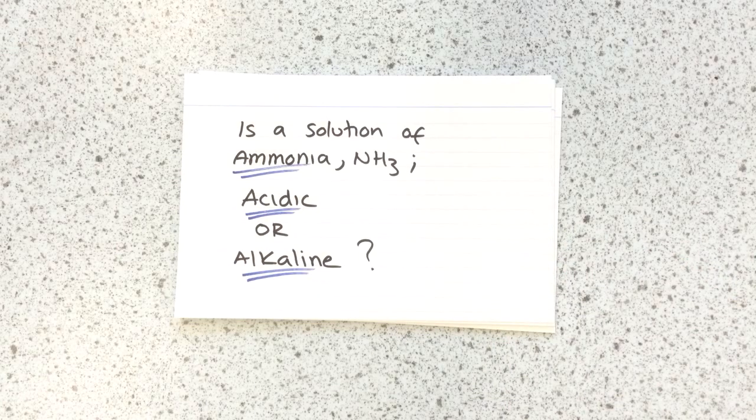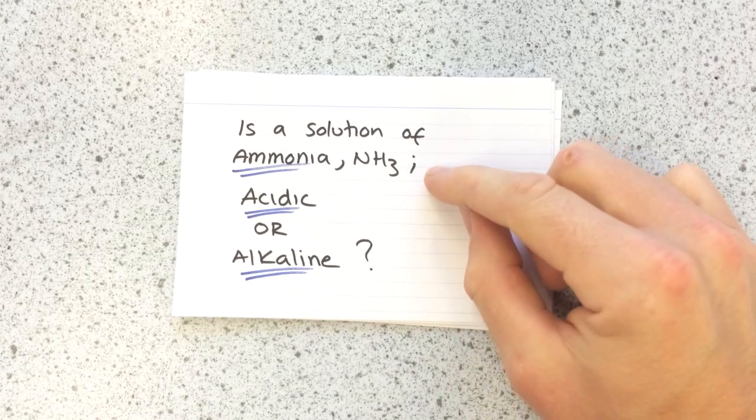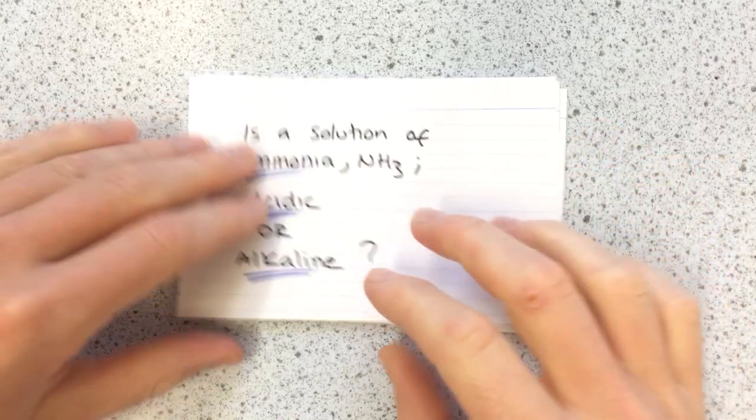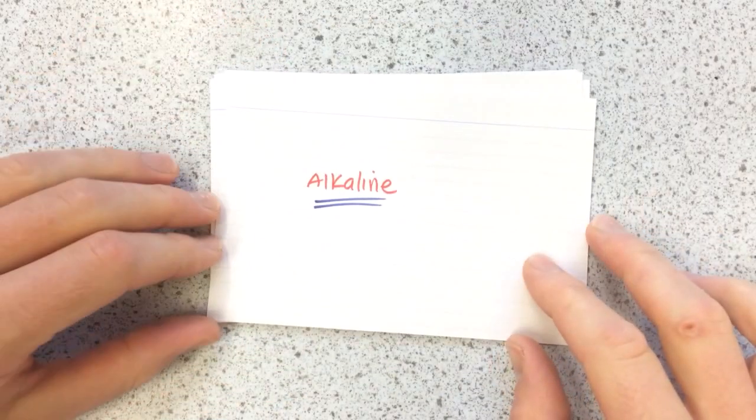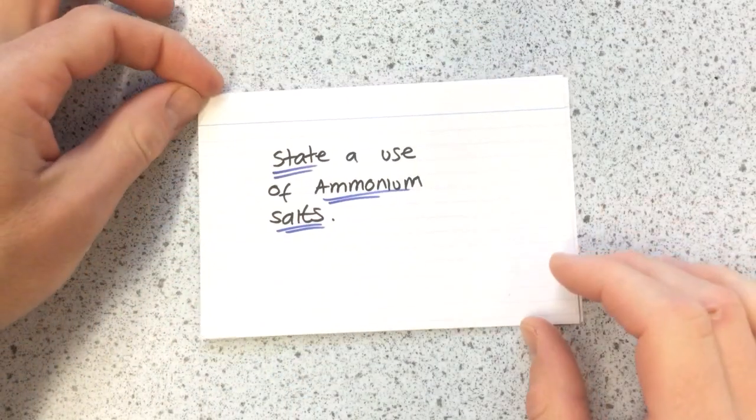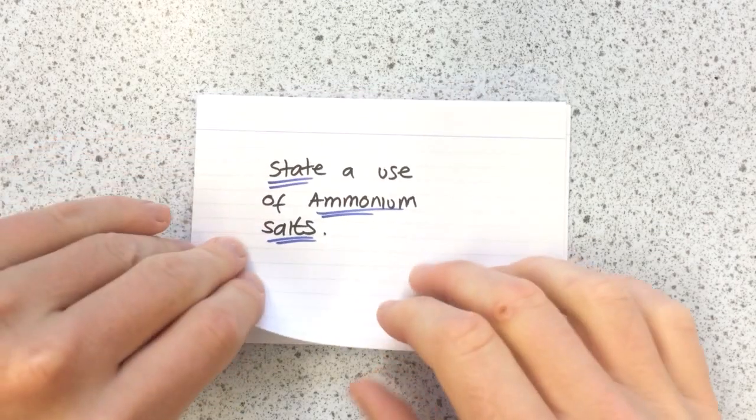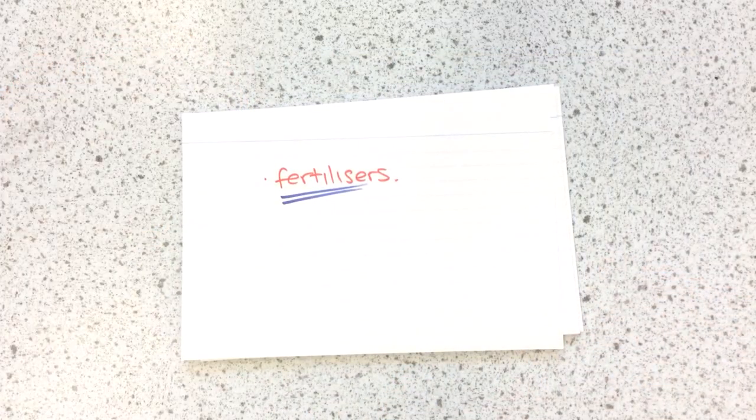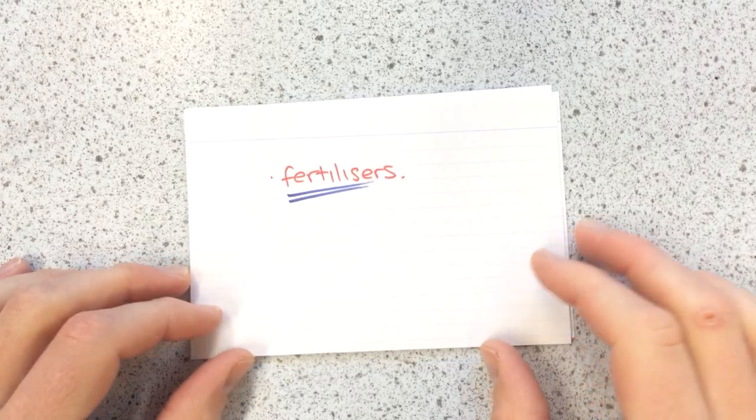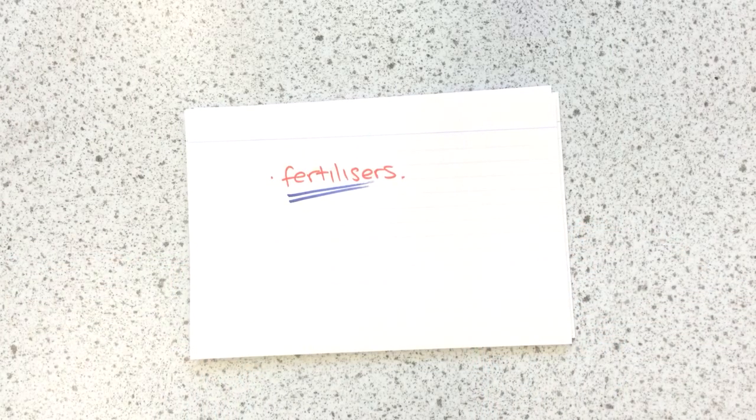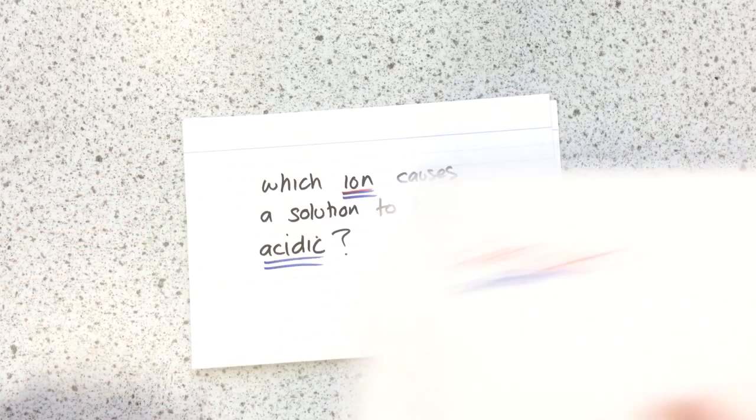If you put ammonia into water, so you make a solution of ammonia, does it become acidic or alkaline? The answer, alkaline. What are some of the uses of ammonium salts? Fertilizers, that's the main one. They're also used for making bombs, but that's not very politically correct. Probably not going to come up in your exam.